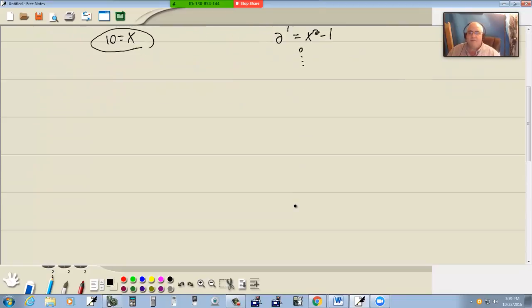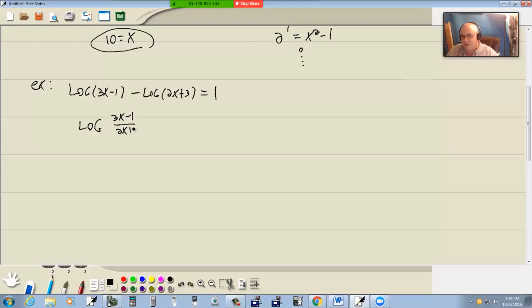Now if you had a different problem, say you had log of 3x minus 1 minus log of 2x plus 3 is equal to 1. Well, we'd want to merge these into a single log, and subtraction becomes division. So this is log of 3x minus 1 over 2x plus 3 is equal to 1.